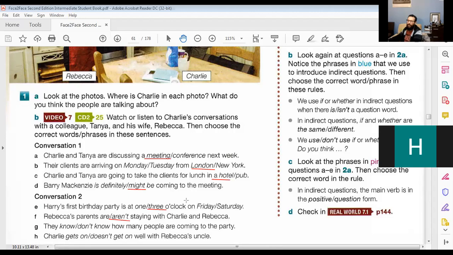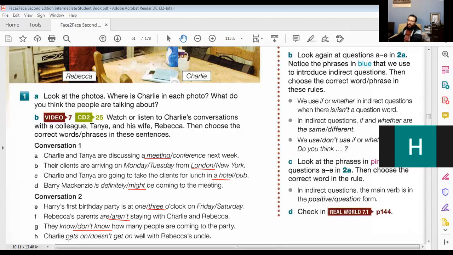Do you agree, Sana Malak? Do you think her parents are not staying with them? You're not sure. Okay. Then it says they know how many people are coming. They don't know how many people are coming to the party, because some of the people didn't reply. So not everyone replied yet.